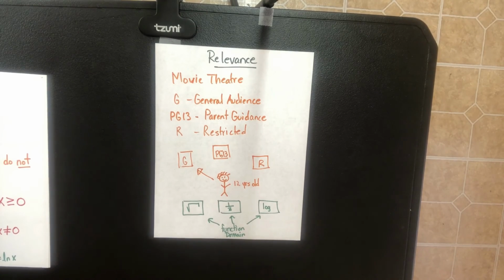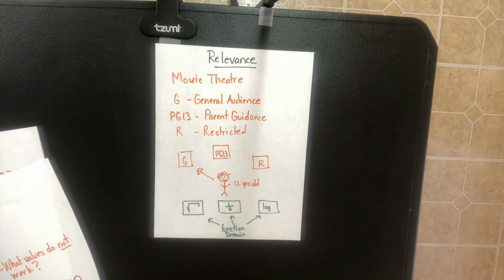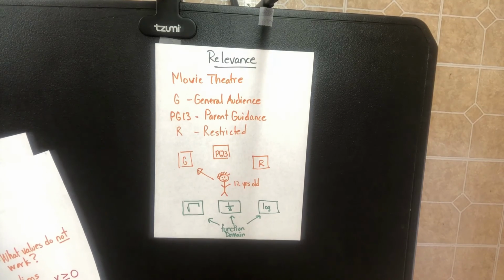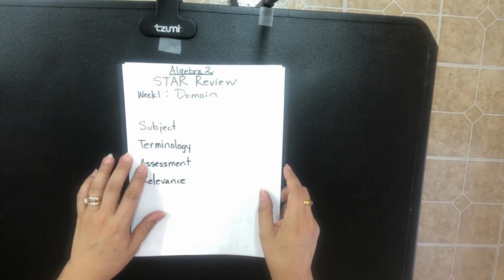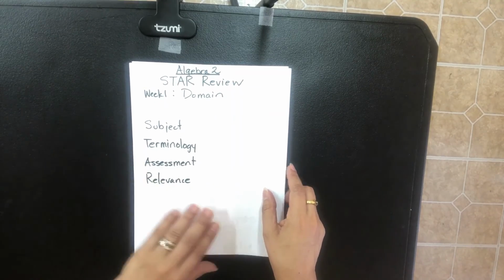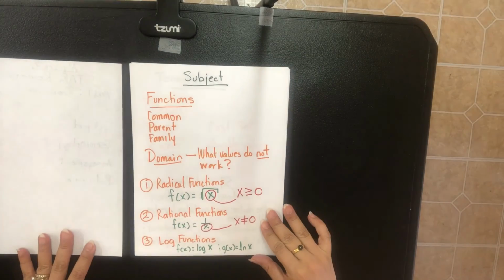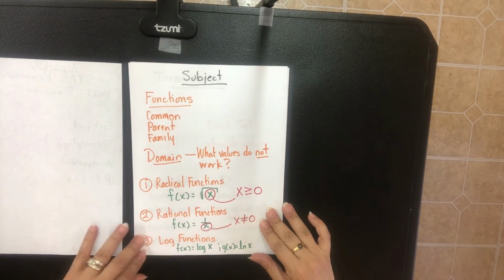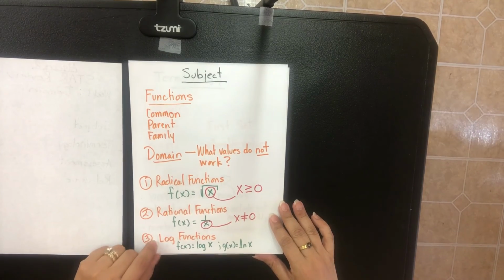Okay, well, thank you so much for your time. I hope this helped. Again, we talked about using our STAR approach. We talked about the subject, the terminology, the assessment. So just to recap, this was our Algebra 2 STAR review for week 1, domain, and we discussed the subject of domain, the 3 ways that there could be some kind of problem. We're going to hold back a little bit on log functions. That'll be coming.